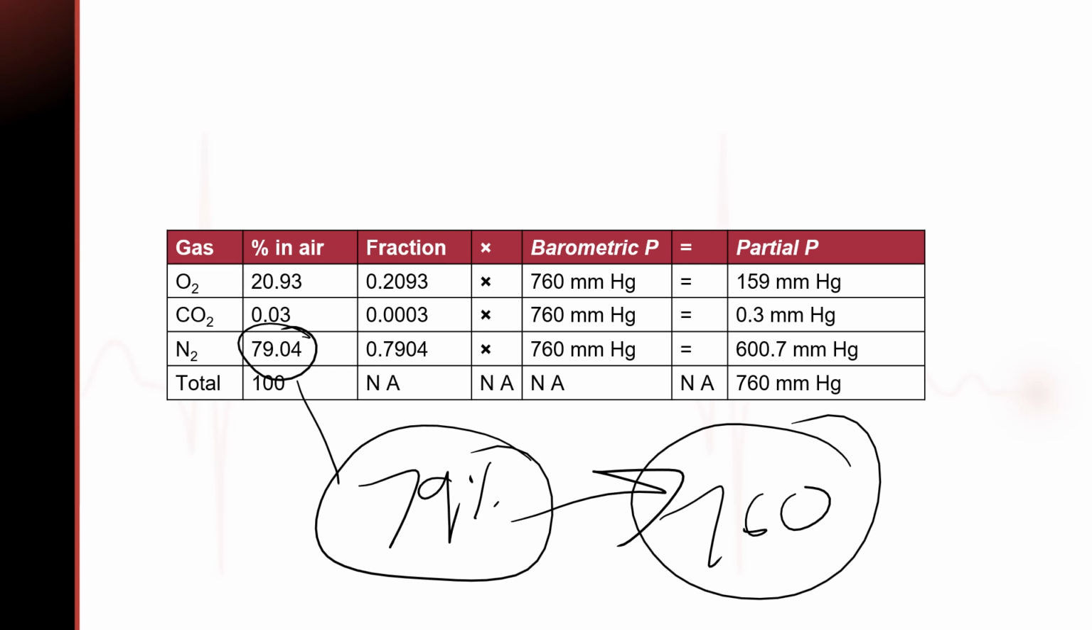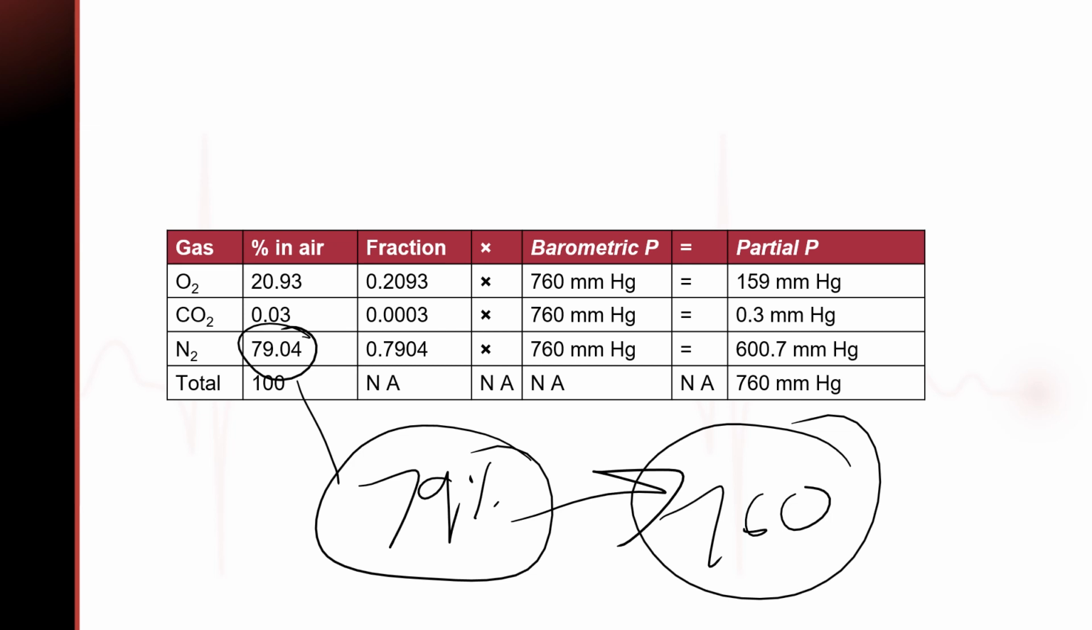Okay, but again, we're trying to figure out nitrogen's partial pressure at sea level. We continually use sea level as a reference, so we're going to keep talking about it. But I still wanted to make that point about the fact that nitrogen always makes up 79% of the air and oxygen always makes up 21%. Okay, so what is nitrogen's partial pressure at sea level?